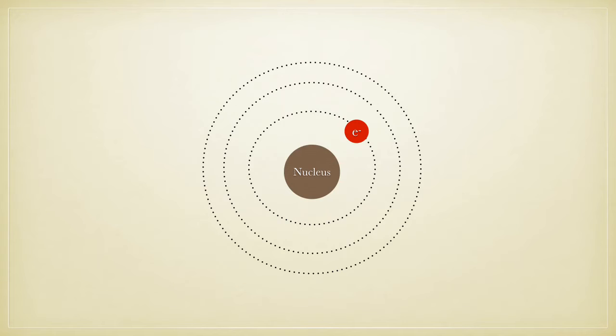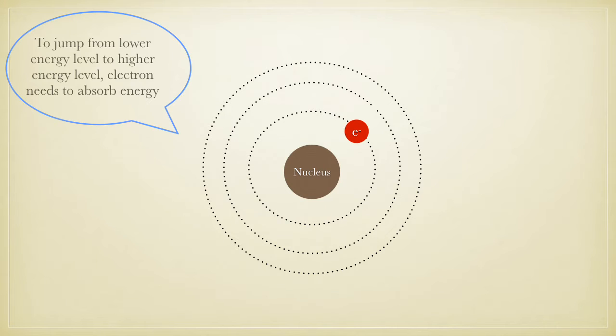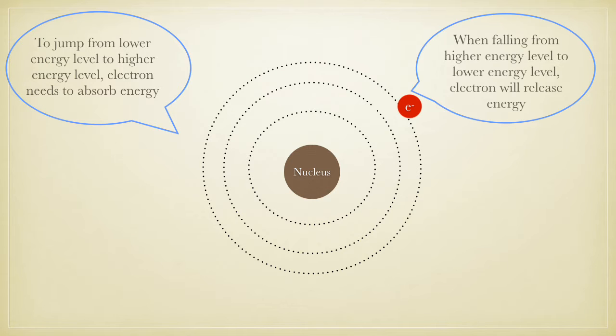Let's revise a little bit on Bohr's atomic model. In order for an electron to jump from a lower energy level to a higher energy level, it needs to absorb energy. And when the electron is falling from a higher energy level to a lower energy level, it will release energy.